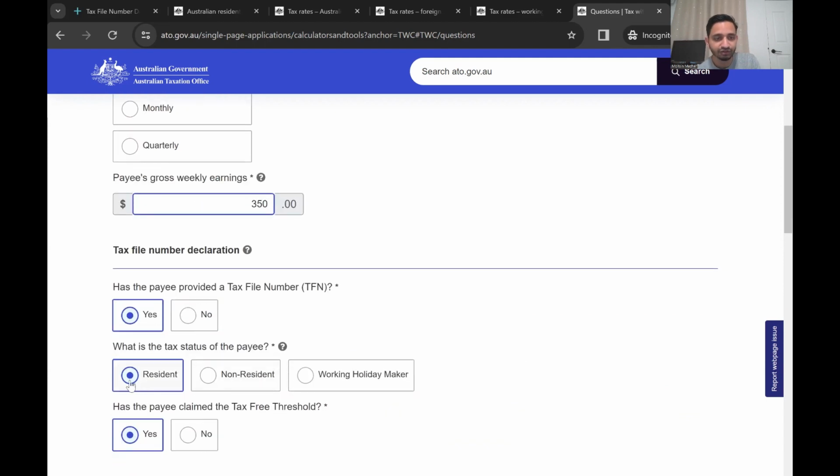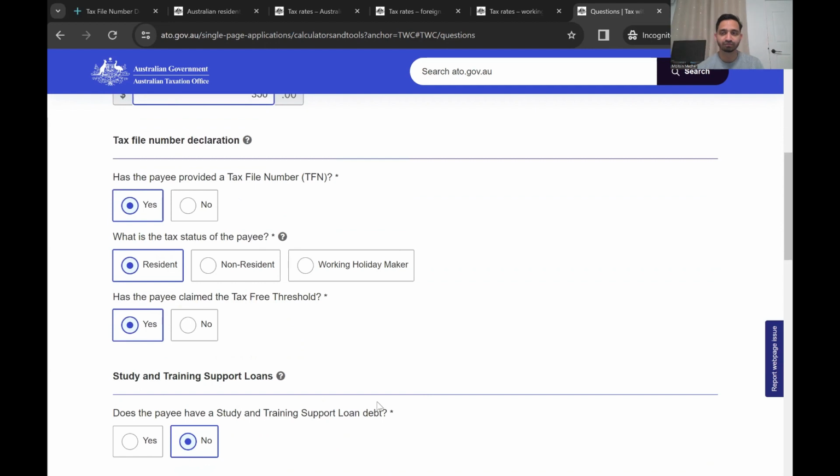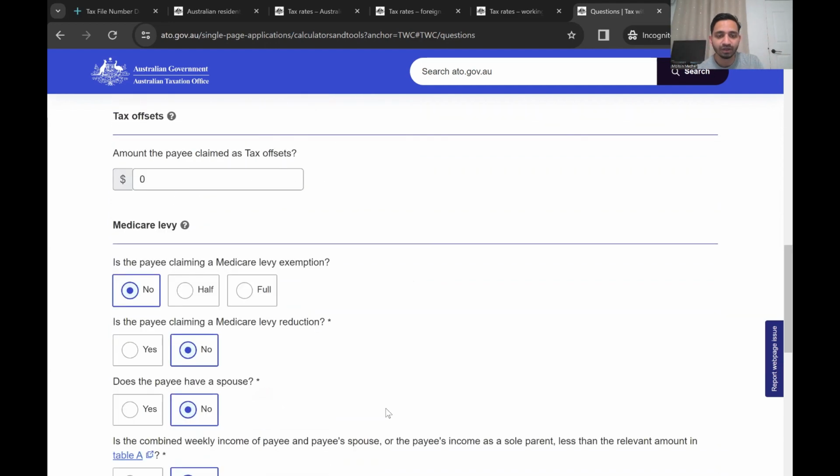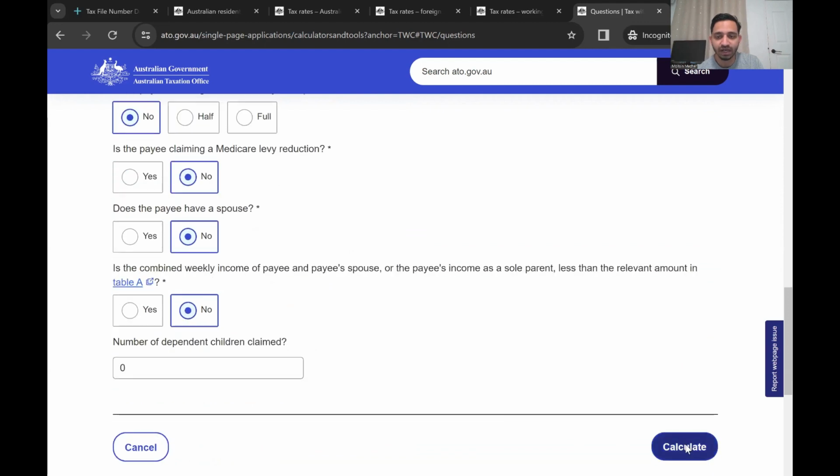He is a resident. He should ideally take resident, and then as a pay claim, the tax-free threshold, he should say yes. He shouldn't say no. He should say yes, because he's claiming the tax-free threshold. That's the only employer he had. Now what we're going to do is check what happens to his pay.